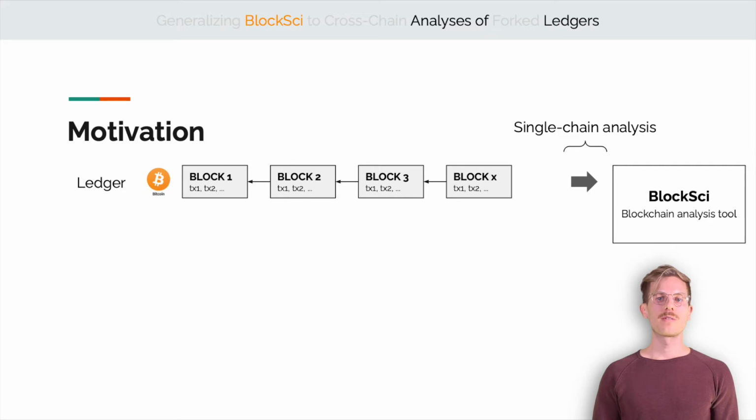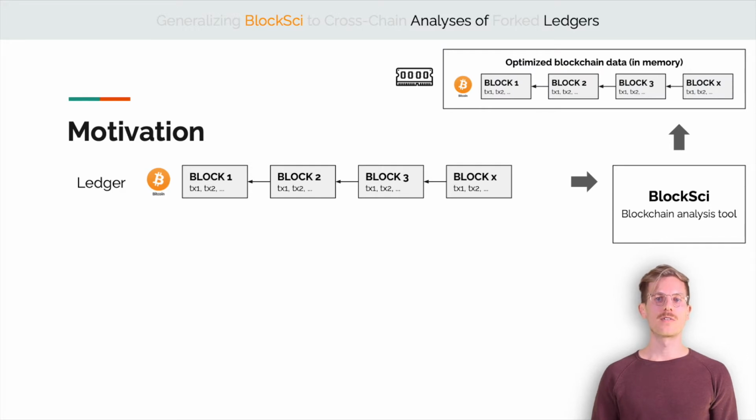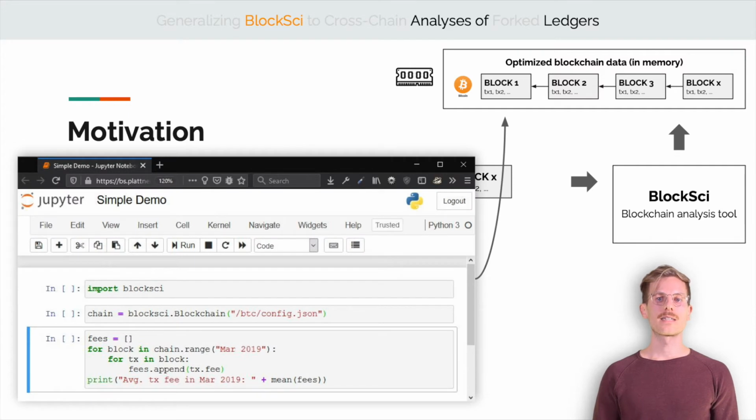BlockSci is a highly optimized blockchain analysis tool developed at Princeton University. BlockSci has a parser that converts the raw blockchain data into an optimized format. This optimized format is loaded into a custom in-memory database for analysis. The analyst can then access all data using a convenient and flexible Python API. BlockSci's highly optimized architecture allows to iterate the entire Bitcoin blockchain in only a few seconds.